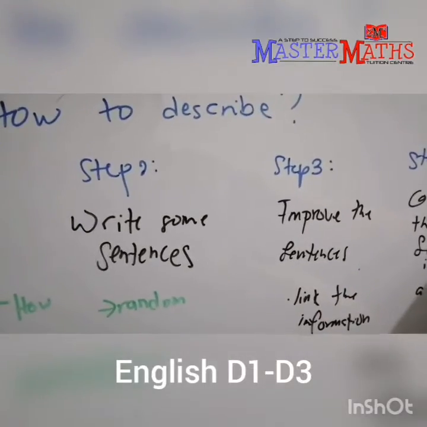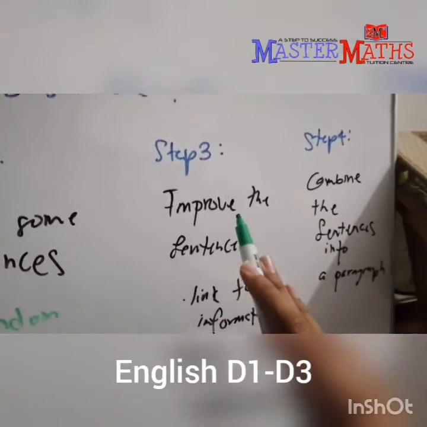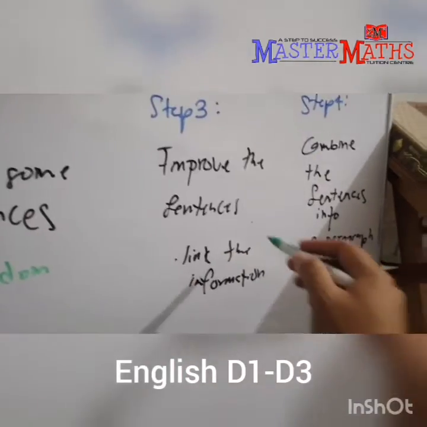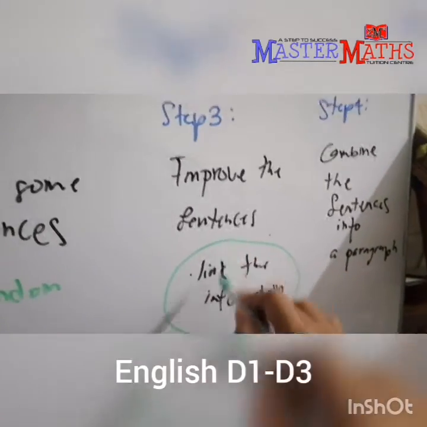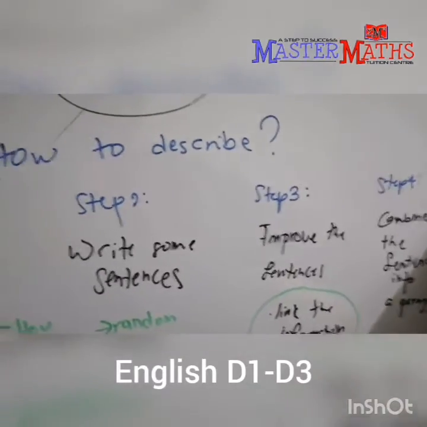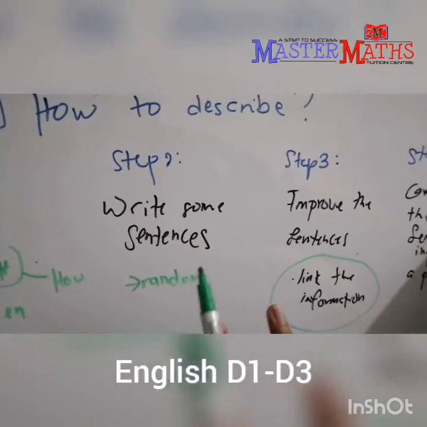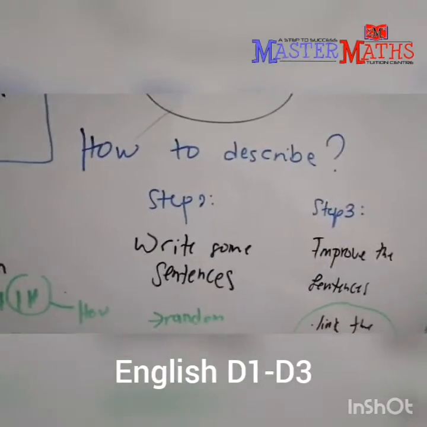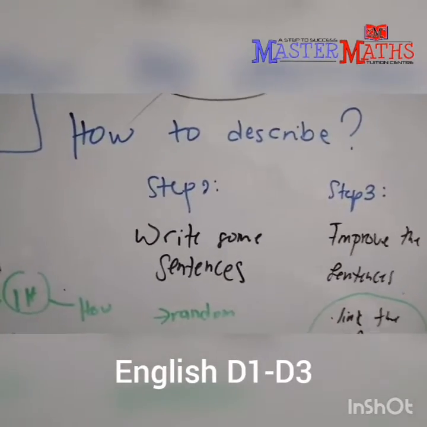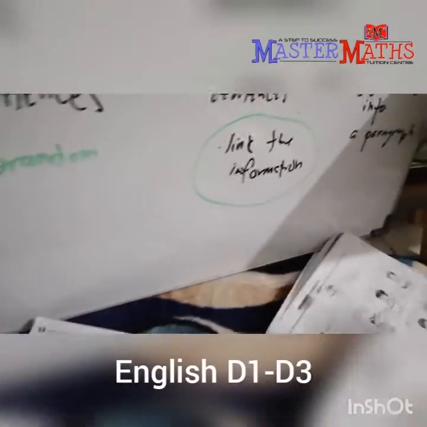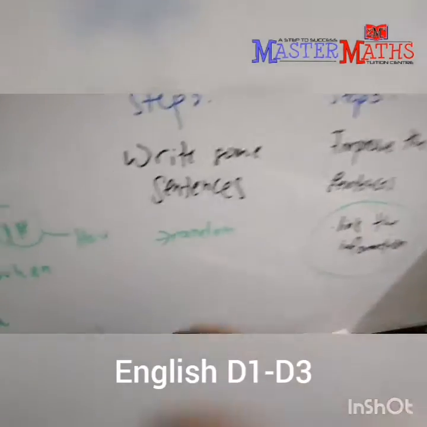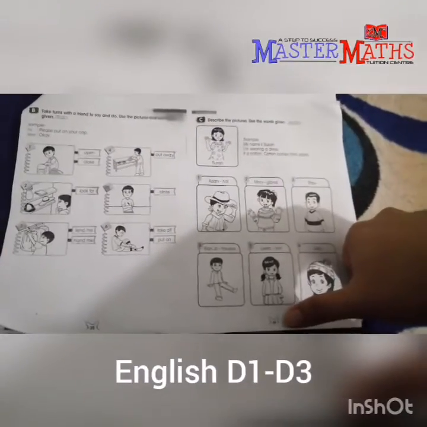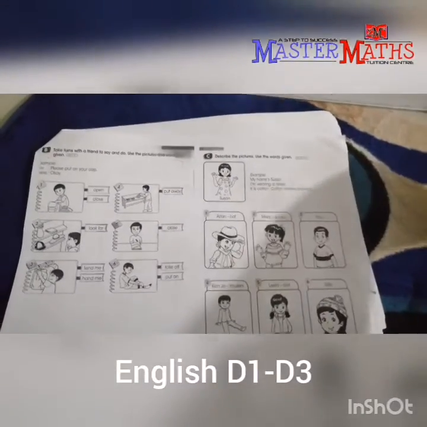After awak dah buat sentences tadi, banyak ayat, you do step 3, which is you improve the sentences. This is the tip: you need to link the information. Maksudnya bila awak dah buat sentences tu, awak tengok gambar. So kita pergi ke, awak boleh buka halaman 36, which is describe pictures ni.